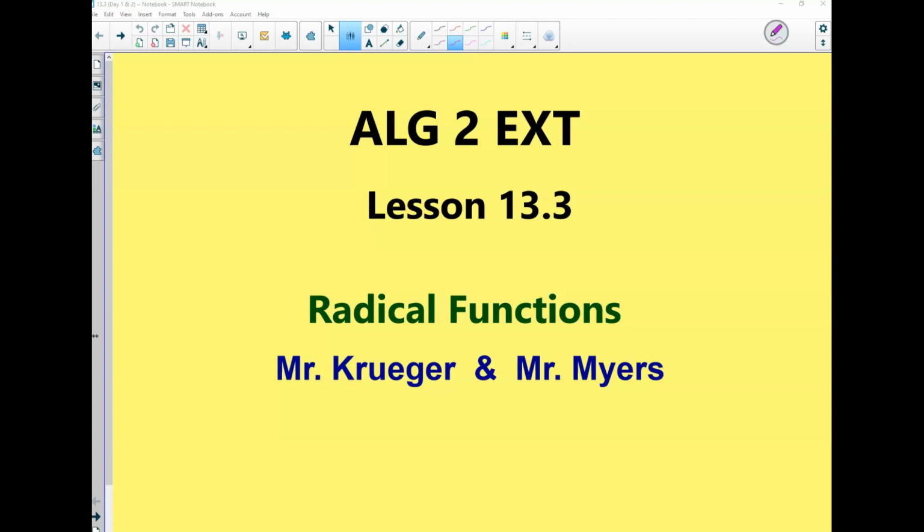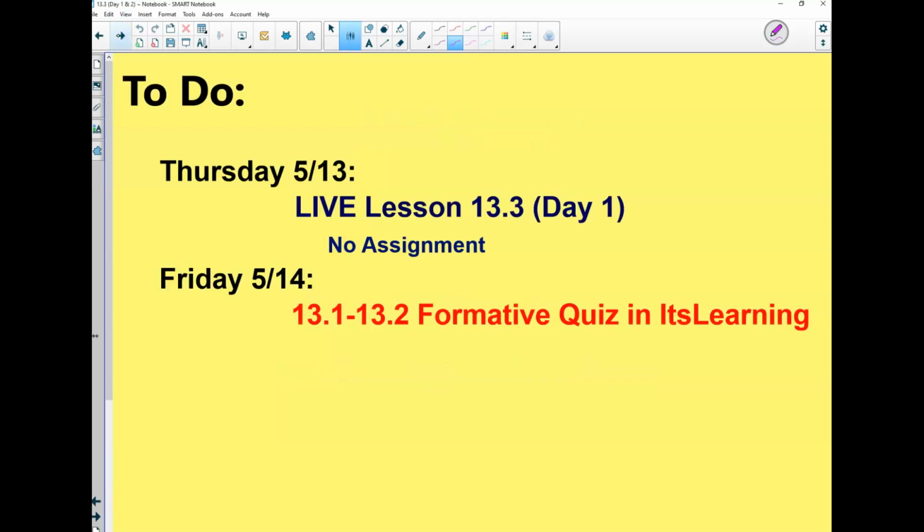Morning, guys. We're at section 13.3, which is just radical functions. That is functions that include a square root, cube root, fourth root, or whatever. Today we're going to be looking at square roots and cube roots. So what we're going to do is move right along here. Today, that's our lesson. We're going to do day one.